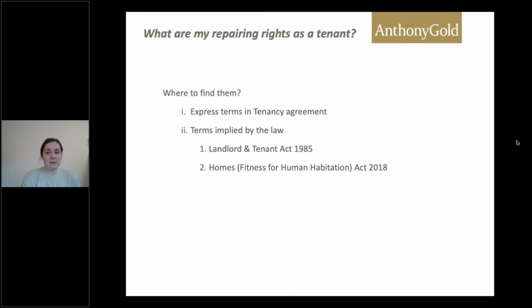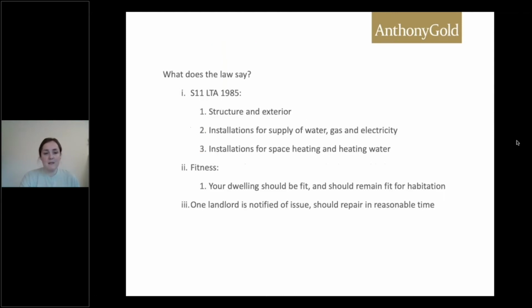If your tenancy agreement doesn't mention repairs, or if you don't have a written tenancy agreement, then there will also be repairing obligations that are implied by the law. And that will be under the Landlord and Tenant Act 1985 or under the Homes Fitness for Human Habitation Act 2018. And both of those pieces of legislation imply additional terms into your tenancy, regardless of what it says in your tenancy. So I'll look at those acts in a bit more detail.